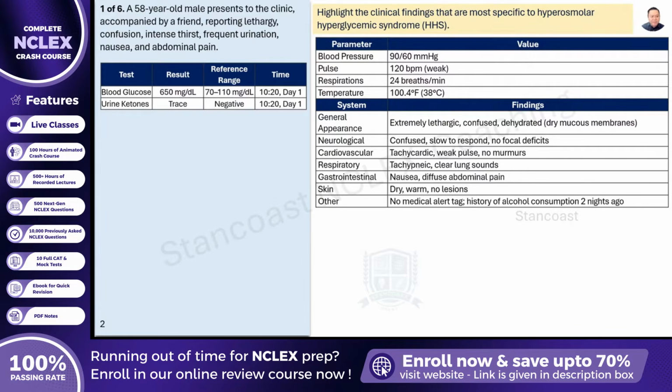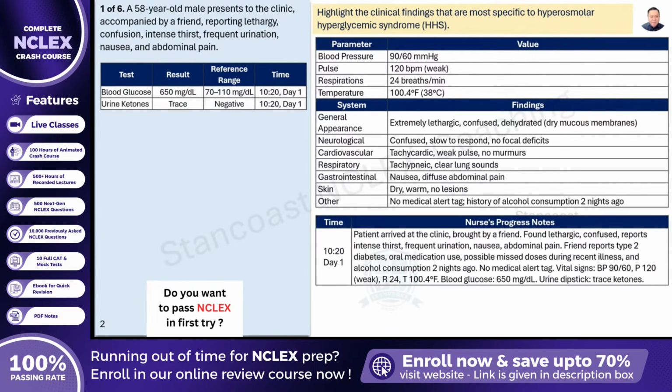We have the history and physical, or assessment findings, I should say, and the nurse's progress notes. Now, I want you to scan one more time the information in these 2 tables, and you can pause this video and resume as soon as you're ready to answer this test item. Now, let me go ahead and start answering this question.